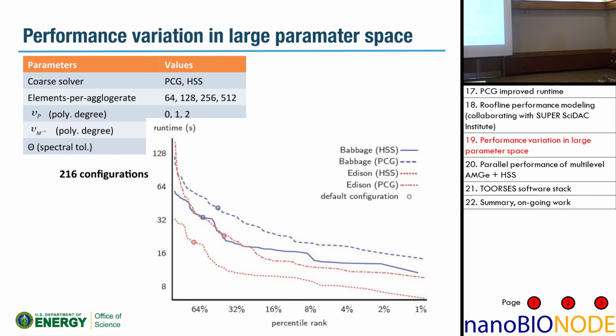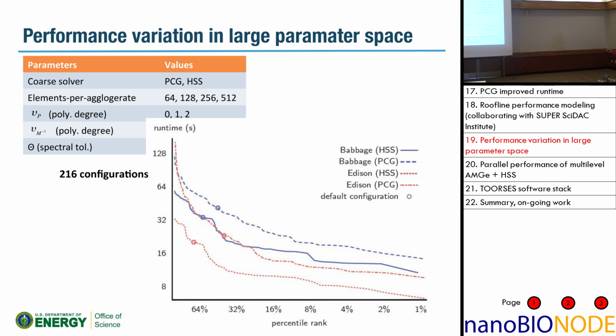One thing I want to bring out is that this kind of algorithm has a lot of parameters. For example, you choose the coarse-grid solver, how many elements per agglomerate, the polynomial degree of the smoother, and the spectral tolerance, meaning how many eigenvectors you want to retain to build a hierarchy. After you multiply all these together, there are 16 configurations.